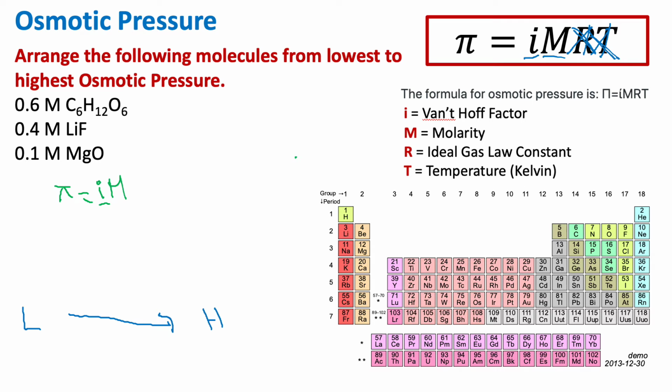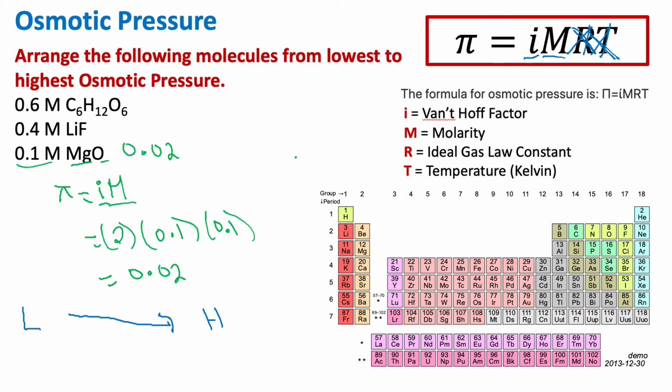What's important to remember here is that when we're talking about what's dissolving, we're always talking about the ionic molecules. So over here, we're going to have a Van 't Hoff factor of 2, and now we're going to take a look at our molarity. Our molarity is 0.1. But remember that we had the magnesium 2+ and the oxygen 2-. If it's going to separate into its ions, we're going to have 0.1 of both the oxygen and the magnesium. So we have 0.1 for the magnesium and 0.1 for the oxygen, which is going to give us 0.02. So the osmotic pressure of magnesium oxide is 0.02.